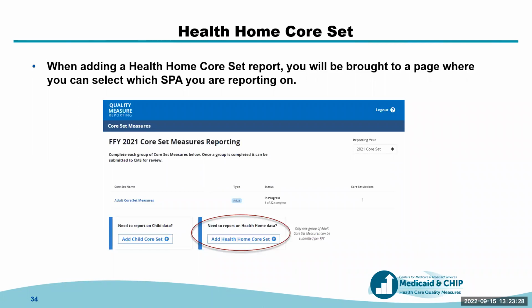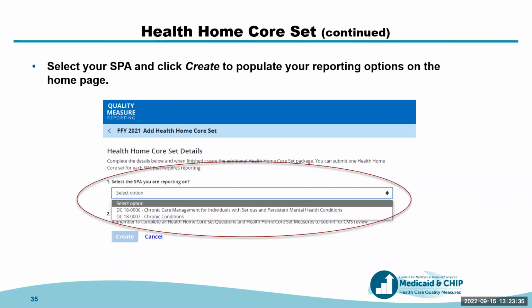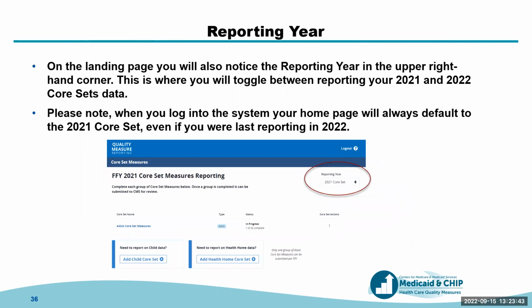When adding a Health Home Core Set report, you will be brought to a page where you can select which SPA you are reporting on. Select your SPA and click Create to populate your reporting options on the home page. On the landing page, you will also notice the reporting year in the upper right-hand corner. This is where you toggle between reporting your 2021 and 2022 core sets data. Please note, when you log into the system, your homepage will always default to the 2021 core set, even if you were last reporting in 2022.